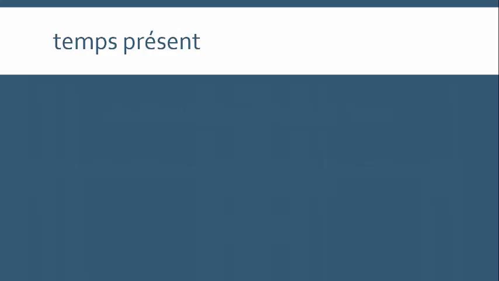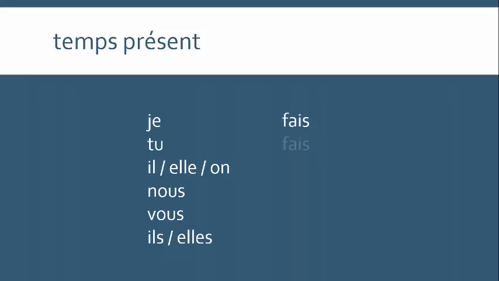The present tense of faire is quite simple compared to other irregular verbs. We have je fais, tu fais, il, elle, on fait, nous faisons, vous faites, and ils, elles font.